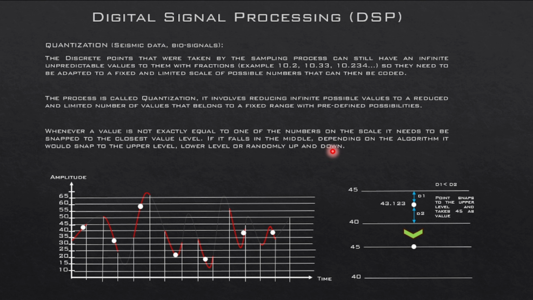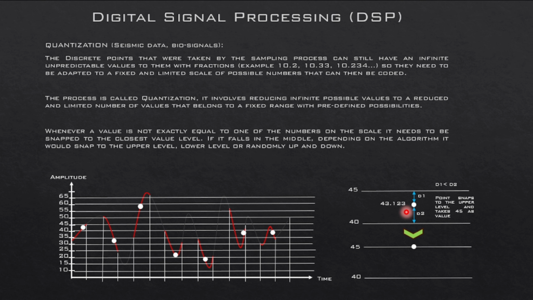Why? Because it is at the highest distance from the upper level and the lower level. All right, so the margin of error would be high. So for example, here you see this point has a value of 43.123. It is closer to level 45, which is the one above it, than the one below it. All right, so that's why the point snaps to the upper level and takes 45 as its value instead of 43.123.